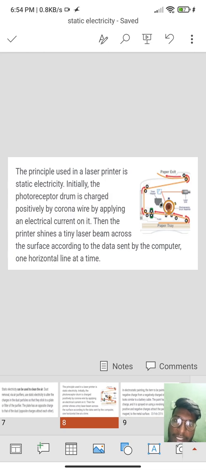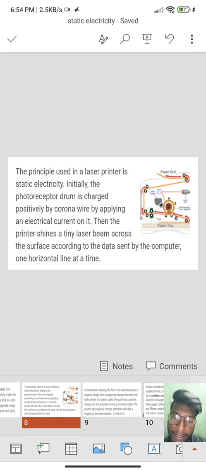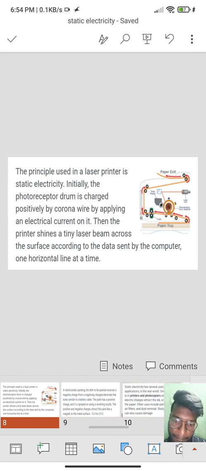The principle used in a laser printer is static electricity. Initially, the photoreceptor drum is charged positively by a corona wire by applying an electrical current on it. Then the printer shines a tiny laser beam across the surface according to the data sent by the computer, one horizontal line at a time.